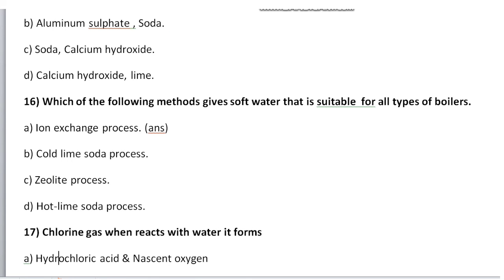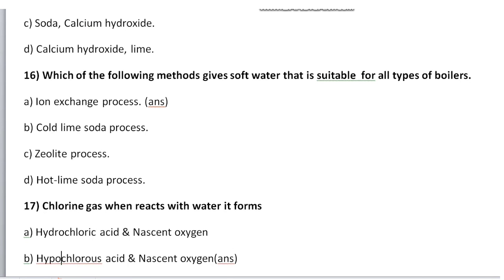Then question number 16: which of the following methods gives soft water that is suitable for all types of boilers? The ion exchange process gives soft water. In this process both types of ions, cations and anions, are removed, therefore it gives soft water which is suitable for all types of boilers.